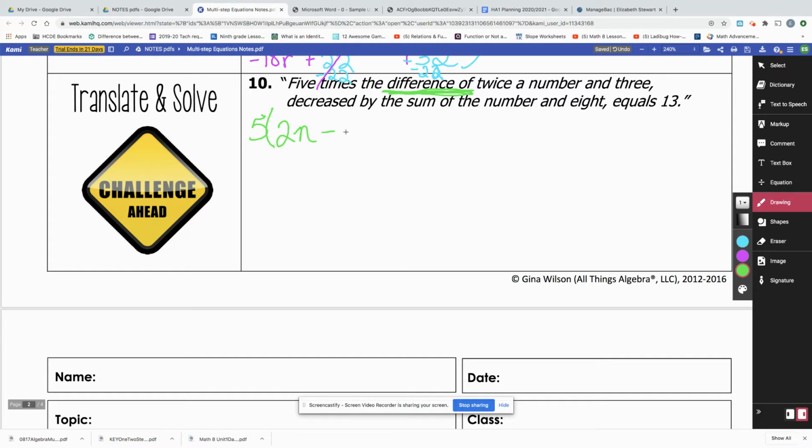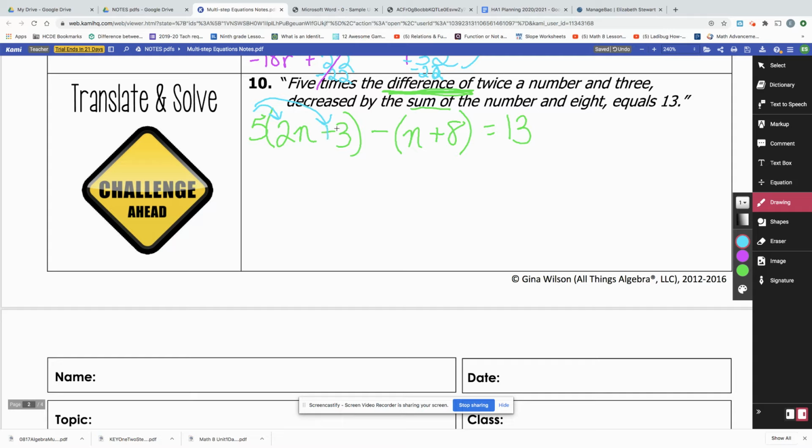The difference of twice the number and 3. And then that's decreased by the sum of the number and 8. So it's decreased, and when I see sum of, I know that I've got to take that number, that 1n, and 8. I'm adding because it says sum of. This was the difference of twice a number and 3, and it is equal to 13. All right, 2 places where I'm going to distribute 5: to the 2n and 5 to that -3.